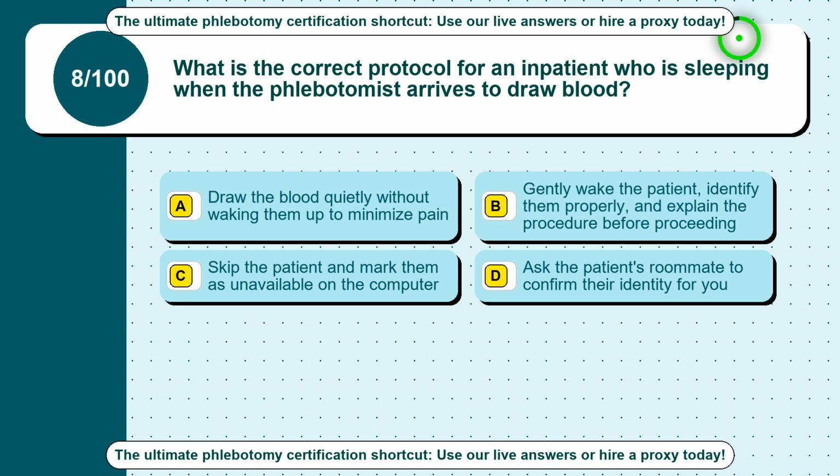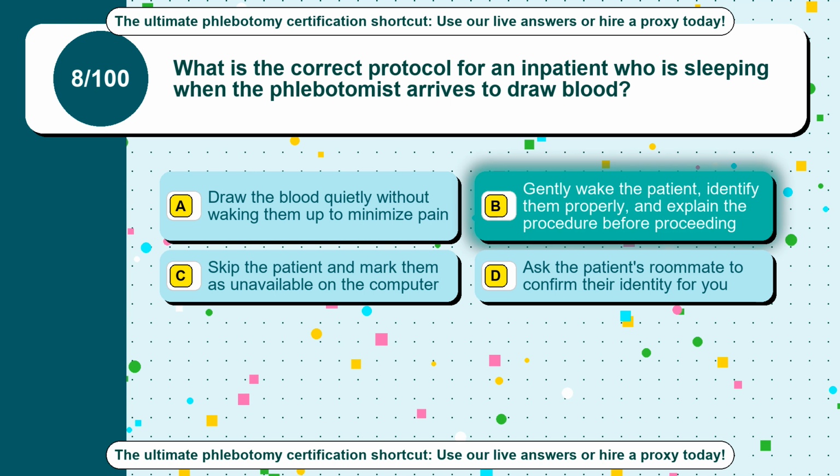Question 8. What is the correct protocol for an inpatient who is sleeping when the phlebotomist arrives to draw blood? Option A. Draw the blood quietly without waking them up to minimize pain. Option B. Gently wake the patient, identify them properly, and explain the procedure before proceeding. Option C. Skip the patient and mark them as unavailable on the computer. Option D. Ask the patient's roommate to confirm their identity for you. The correct answer is option B.